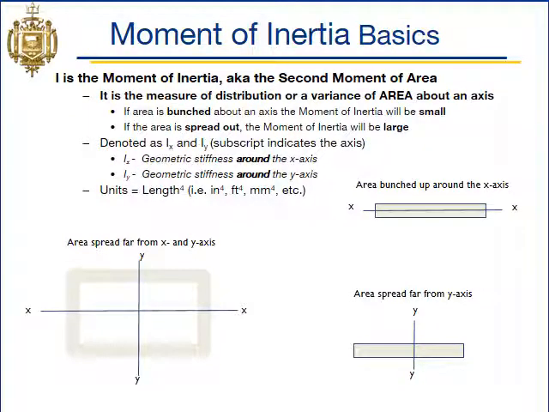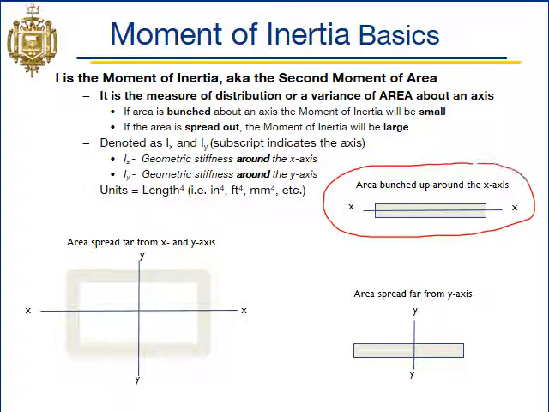Alright, so we know that moment of inertia is essentially a measure of geometric stiffness, but what it really is, is the measure of distribution or variance of area about an axis. So moment of inertia is going to tell us how much area is distributed away from an axis. So our first bullet here: if the area is bunched up about an axis, the moment of inertia will be small. So let's take a look at this example here.